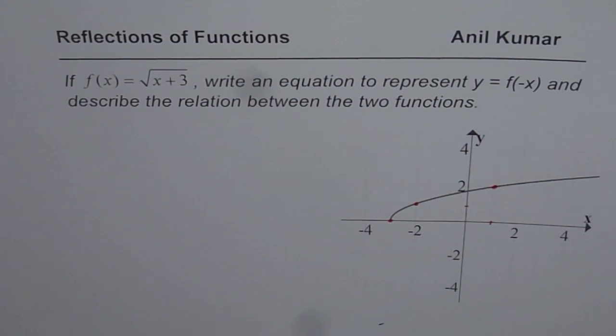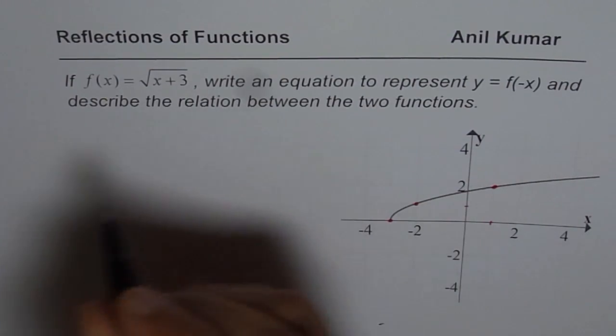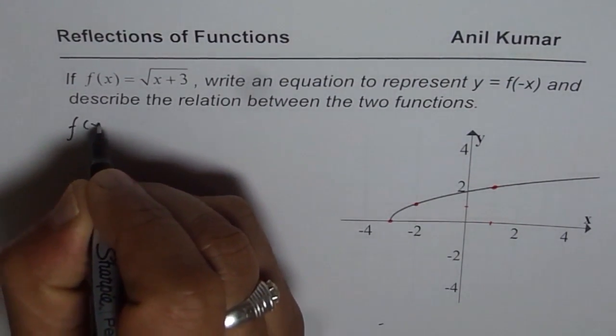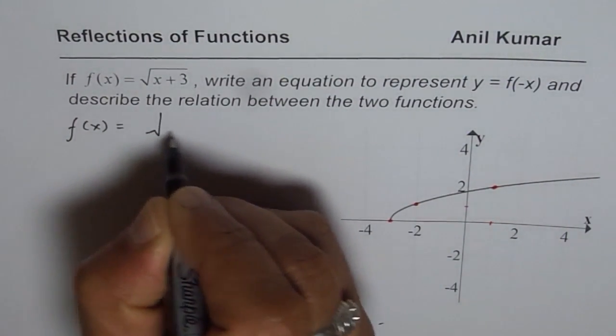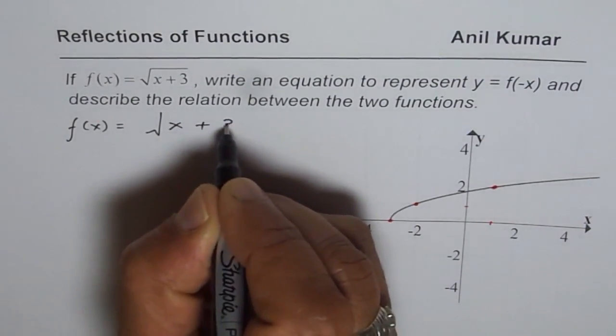The question is, if f(x) equals square root of x plus 3, write an equation to represent y equals f(minus x) and describe the relationship between the two functions. So what we are given here is f(x) equals square root of x plus 3.